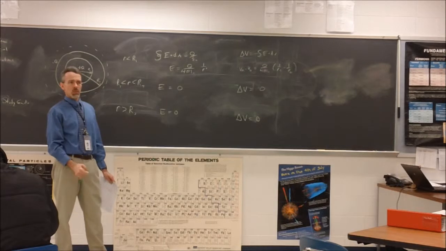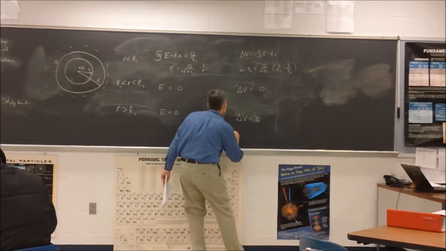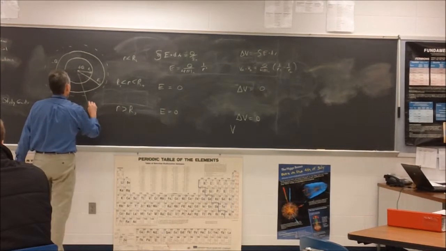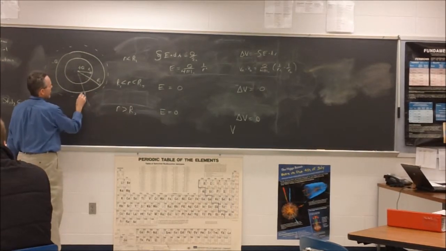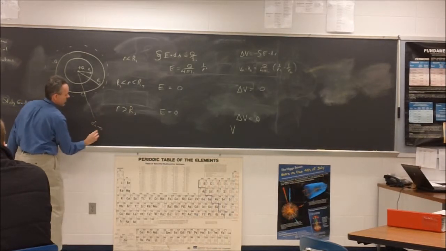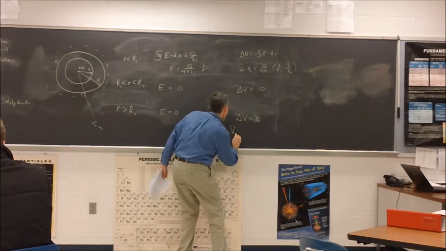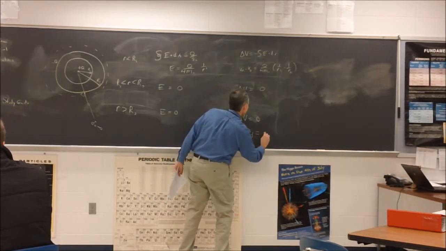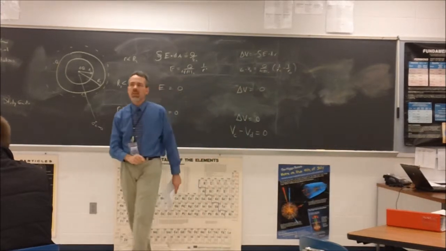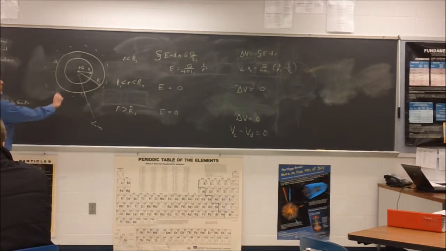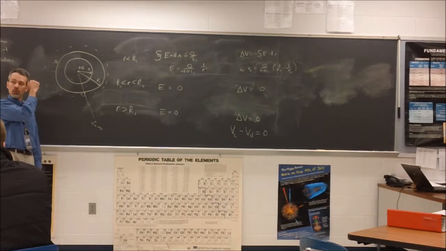What will the potential be? Will the potential be some number? Well, think of it this way. Let's say right here, I'll call that C, and I'll put D way up here at infinity. So the potential at C minus the potential at D has to be equal to zero. What's the potential at D? Zero. By definition, at infinity, potential is zero. So what's the potential at C then? Zero.